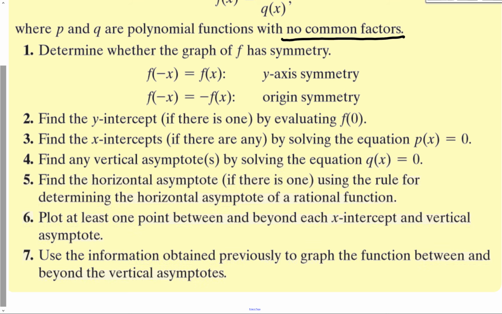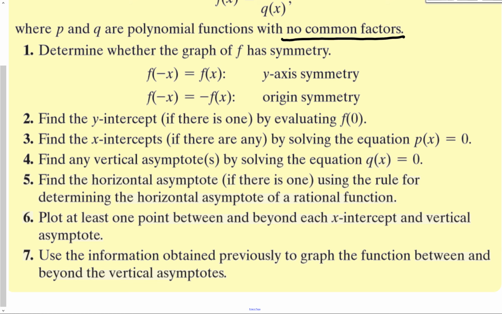First, determine whether the graph has symmetry. Because if it has symmetry, you only need to graph half of it, and then you flip it over, either over the y-axis or over the origin. So determine whether it's even, y-axis symmetry, or odd, origin symmetry. So how do you do that? You plug in negative x, and you see if you get your original function, or you see if you get the opposite. Find the y-intercept, if there is one, doesn't have to be, by evaluating f of 0.